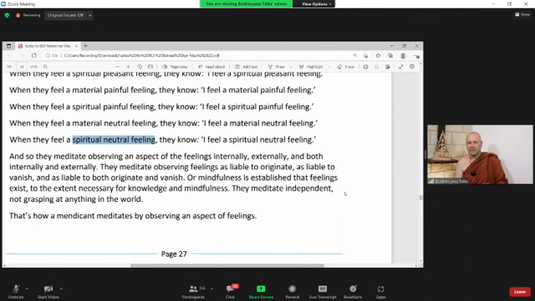Then you have the vipassana part, which is about seeing the originating, the vanishing, and the originating and vanishing. This comes after the samadhi. Ultimately it leads to the mindfulness being established, that feelings exist to the extent necessary for knowledge and mindfulness. They meditate independent, not grasping at anything in the world. And that's where you come to the very end of the Buddhist path: stream entry, and all the other aspects of being a noble individual. That is how a mendicant meditates, by observing an aspect of feelings.